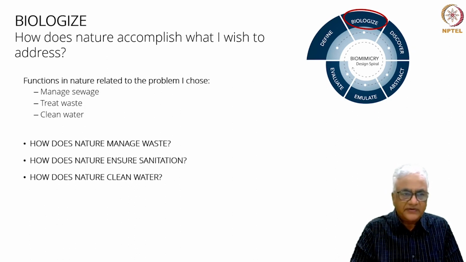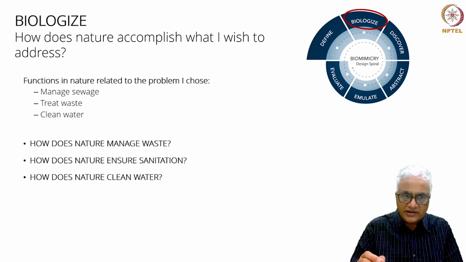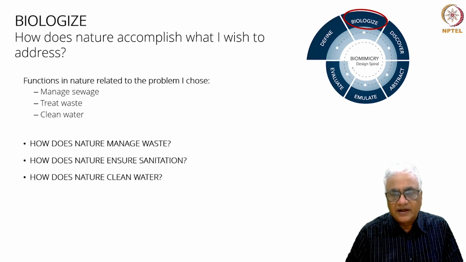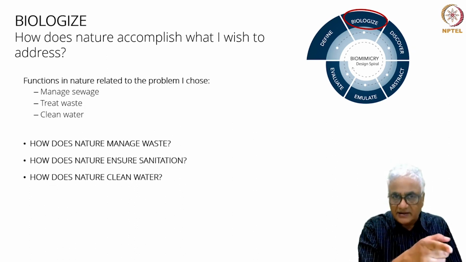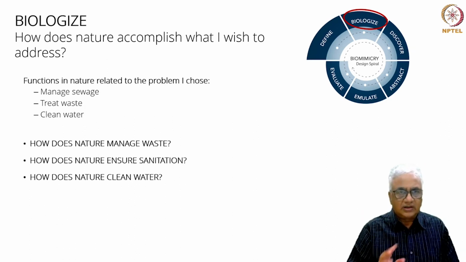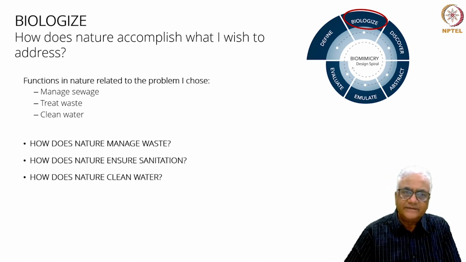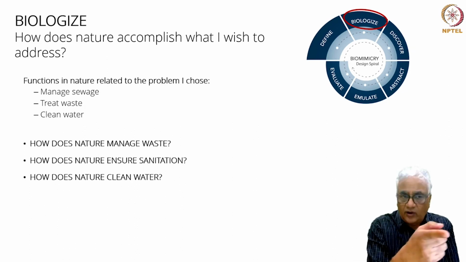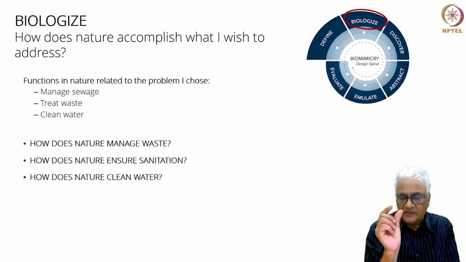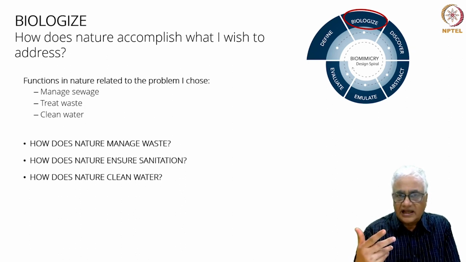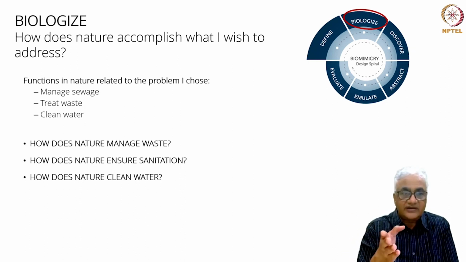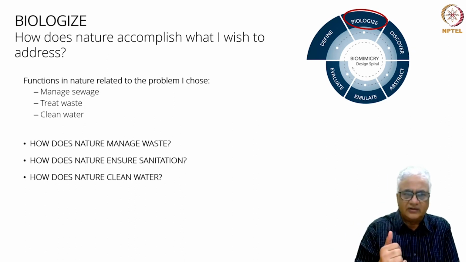In this case, what are the three functions that emerge out of the problem statement? The three functions in the problem statement are manage sewage, treat waste, and clean water. Clean water as in, clean here is a verb, clean water, not the noun, clean water. So manage sewage, treat waste, and clean water. And you will find that all the three functions have a verb in them, which is an important aspect of a function. So therefore, the question that she asks, how does nature manage waste? It's so simple, falls in so logically now.